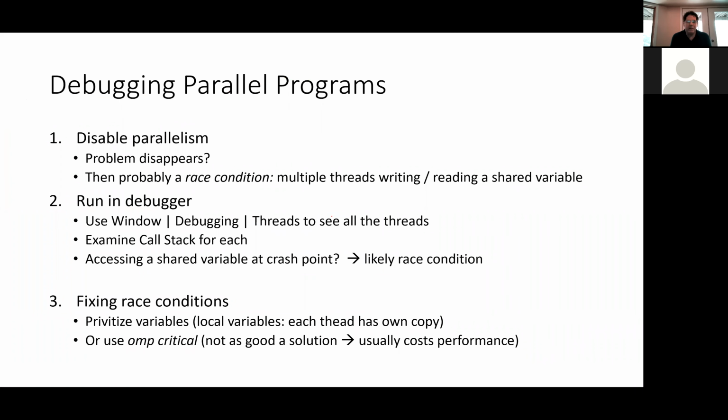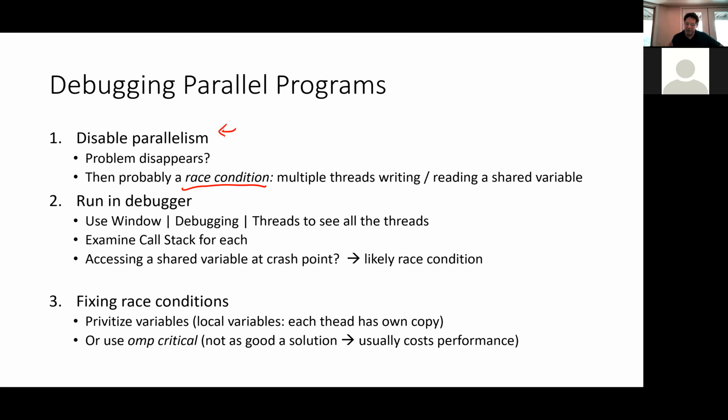Okay, so how do we debug parallel programs? A standard thing you do is you turn off parallelism. If the problem goes away, then you've immediately figured out it's probably a race condition. Your serial code works, something goes wrong with parallelism. You probably got multiple threads writing to, or some writing to and some reading, a shared variable. So these are hard to debug, but at least you've figured out it is a race condition by turning off parallelism.